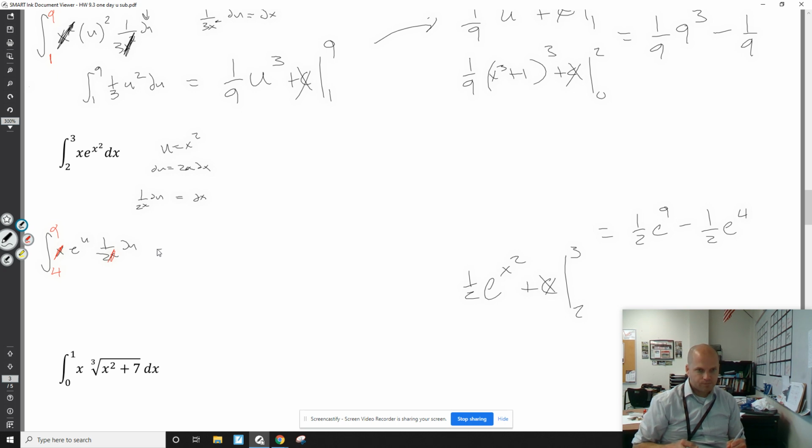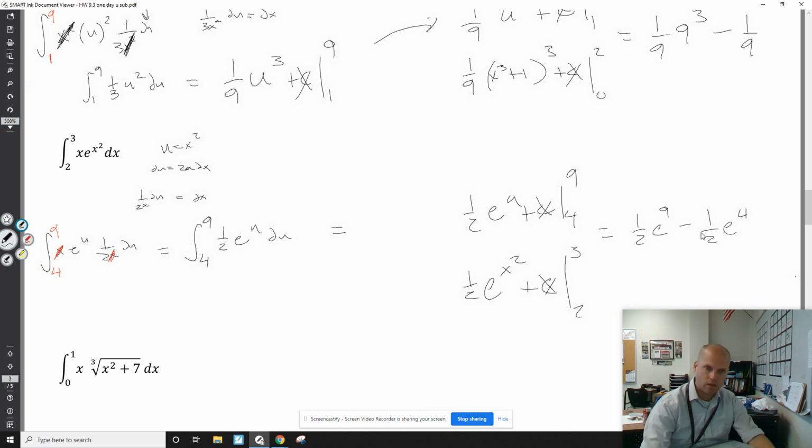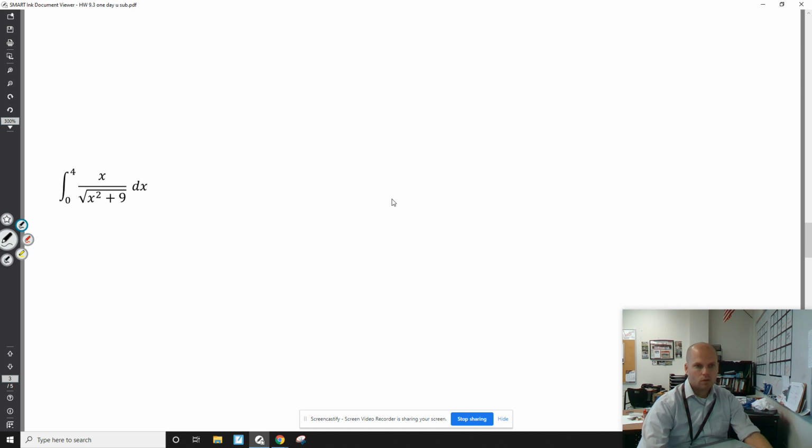This is 4 to 9, 1 half e to the u. When I take the antiderivative, I'll just write it over here. One half e to the u, nothing changes, plus c, but from 4 to 9, it's the same as 1 half e to x squared from 2 to 3. You get 1 half e to 9 minus 1 half e to 4. Oof.